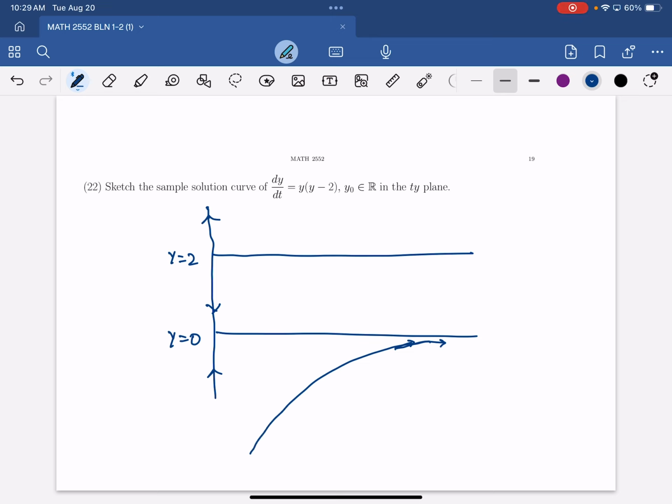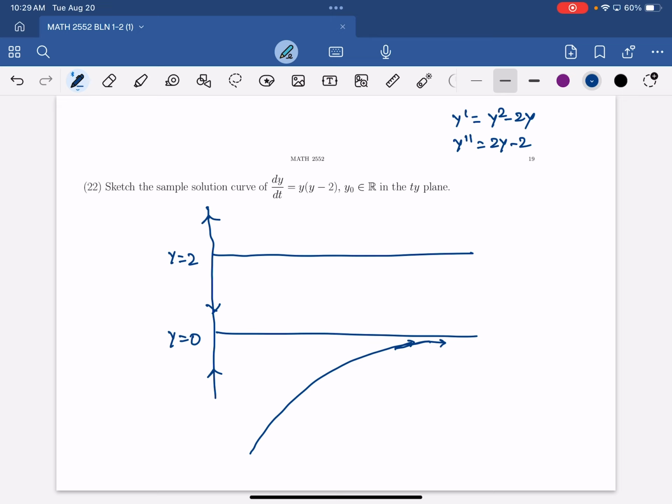So what did I do? I drew something that is concave down and increasing. Do you agree with me on that? So if you find the second derivative, y prime is going to be y squared minus 2y. So y double prime is going to be 2y minus 2. For all the values of y less than 0, it's concave down. So I will get concave down and increasing. So my solution curve would look like that. Are you all okay with that? Yes?